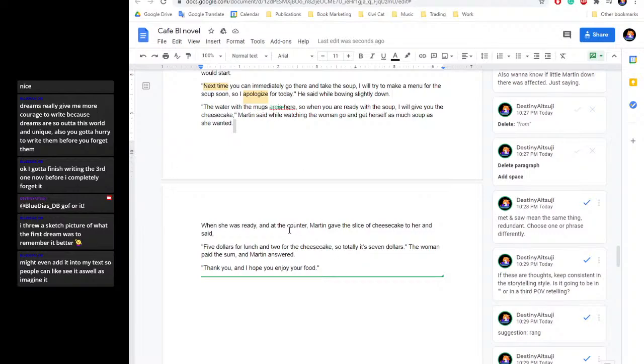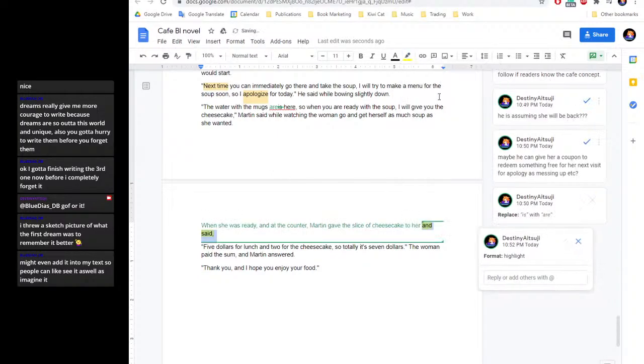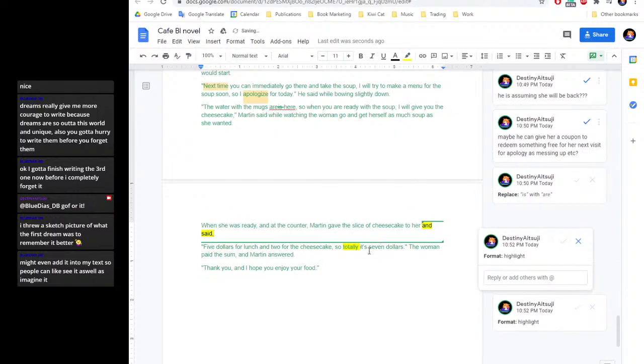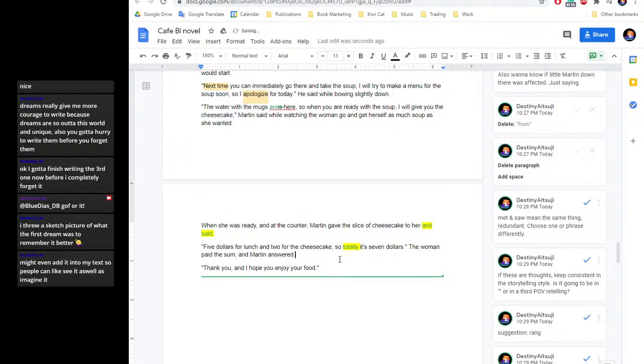So yeah, when she was ready at the counter, he gave her the cheesecake and said, okay. And "said" is redundant here as well, so I will just highlight this because I don't want to overemphasize. You can remove this. Okay, and then $5 for lunch and 2 for the cheesecake. So totally. Usually people just say the total, not totally. Totally and total are two different things. Okay, it's $7. And then after that, because this is what Martin is saying.